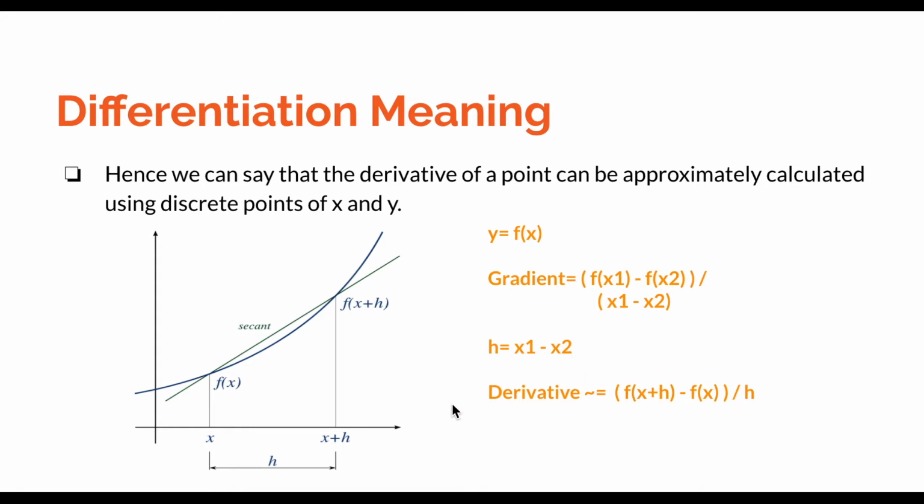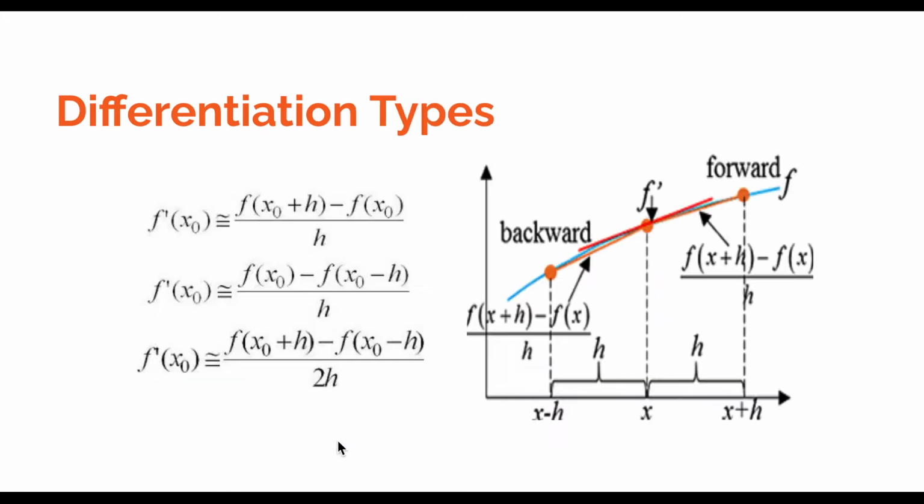Once we understand what this formula actually means, we can say that there are other ways in which this formula can be written. First, we can see that if we are at this point x and we move in a forward direction by adding a constant value of h to x to calculate the next coordinate, then the formula that we get is called the formula of forward differentiation, because we are moving in the forward direction.